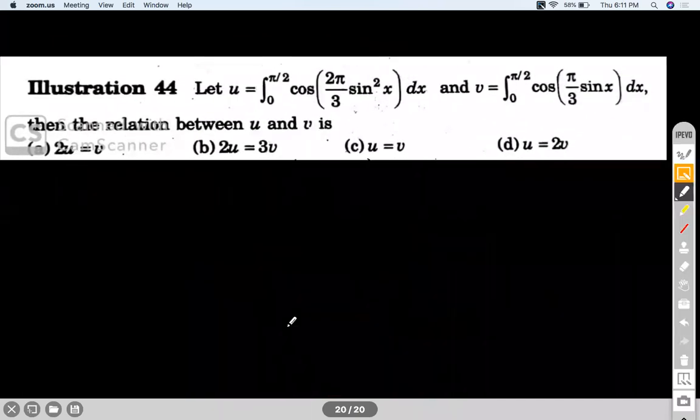If u is defined as integral of cos of 2 pi by 3 sine square x from 0 to pi by 2, and v is defined as integral from 0 to pi by 2 of cos of pi by 3 sine x, then what is the relationship between u and v?